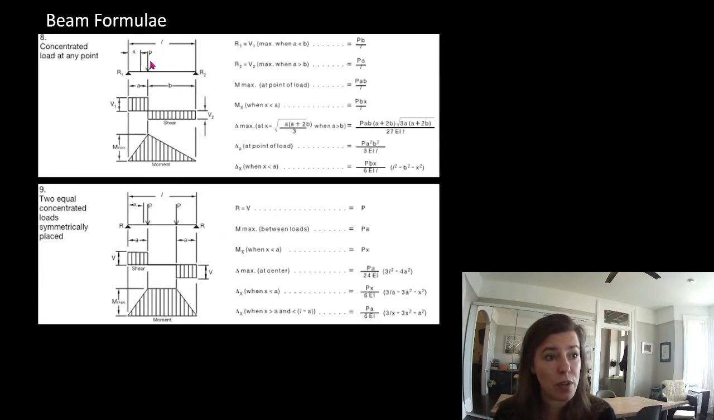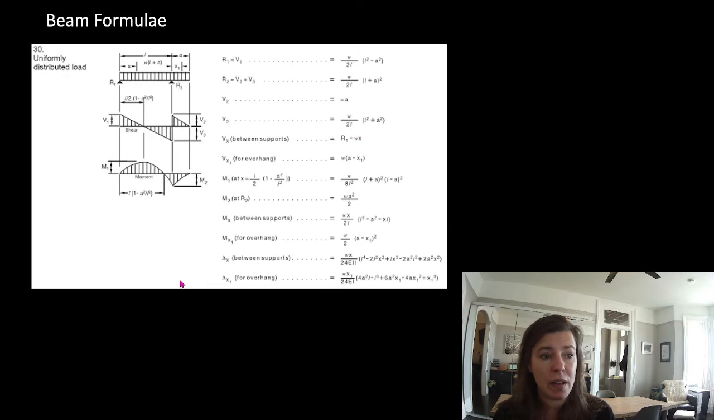Look at this one. What if there's a point load somewhere along the length of the beam? They've done this. What if there's 2 point loads equal distances apart on this beam? What if there is a uniformly distributed load on a beam that has a backspan and a cantilever? There's our shear force diagram. There's our bending moment. We can calculate what the maximum values of everything are.